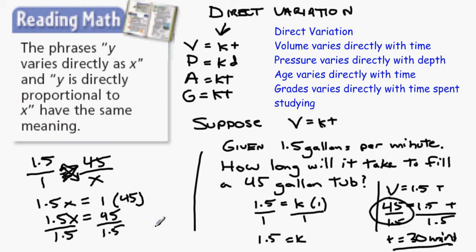Gee, doesn't that look familiar? And again, we come out with x being equal to 30. Either way, you get the answer. That's direct variation.